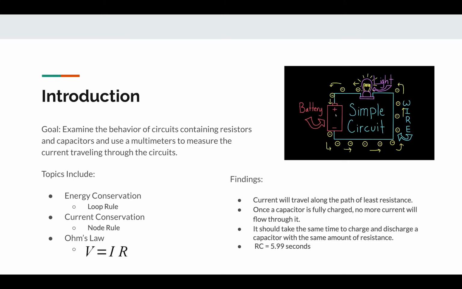In analyzing electric circuits, we can apply two rules. First, the loop rule, which states that the sum of all potential differences around a circuit is zero, and then the node rule, which states that the sum of the currents flowing in is equal to the sum of the currents flowing out. Another important topic we cover is Ohm's law, which states that voltage is current times resistance.